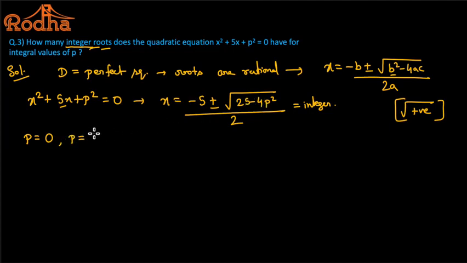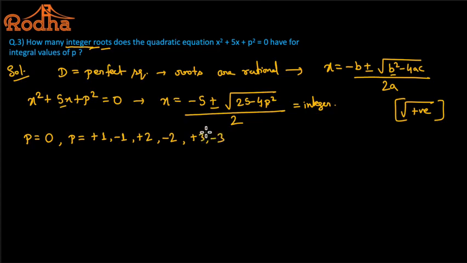Okay, then if p can take 1, then p can take -1 also, because p square है ना, तो 1 का स्क्वायर is 1, -1 का स्क्वायर is 1. Okay, then p can take +2 also, because 4 into 2 square is equal to 16, and then p can take -2 also. ठीक है. Now can p take +3 and -3?